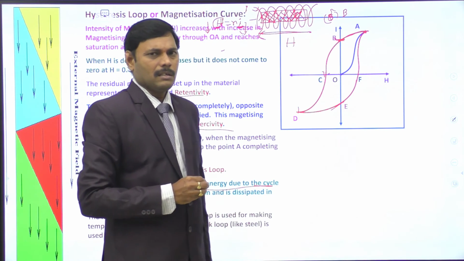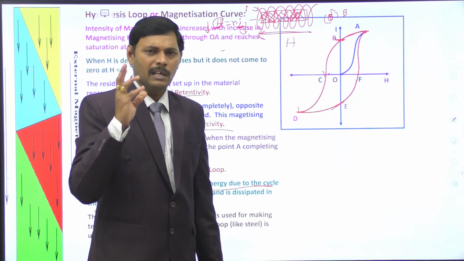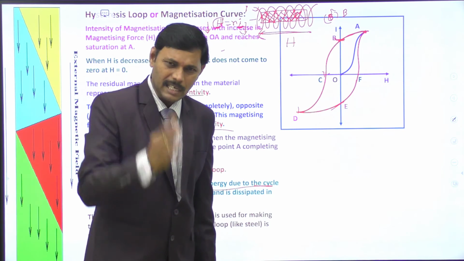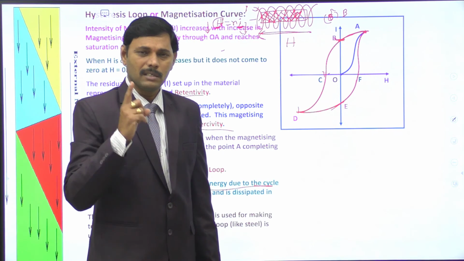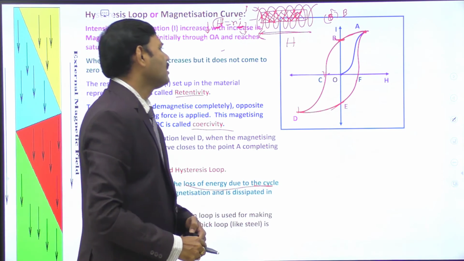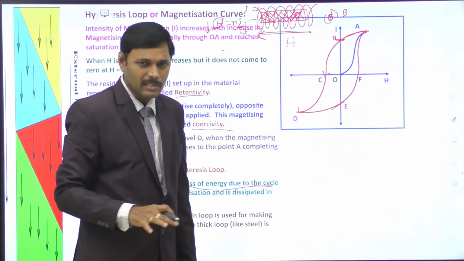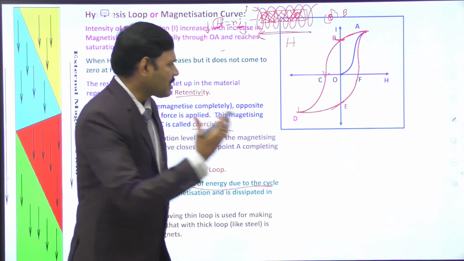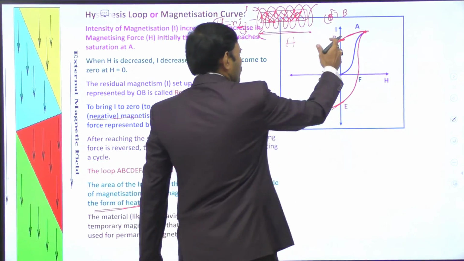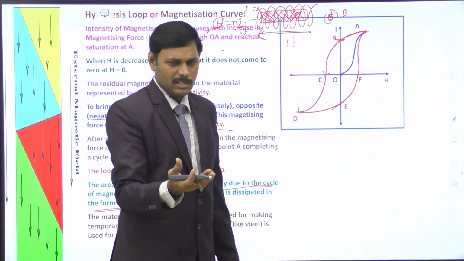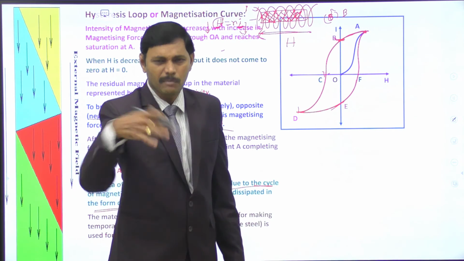The ferromagnetic material for which the area of the loop is less is used for electromagnets. I repeat, the material for which the area of the loop is less, coercivity is less and retentivity is less gets magnetized in the presence of H and gets easily demagnetized. They get magnetized by the applied magnetic field, and by removing the applied magnetic field they get demagnetized very easily.